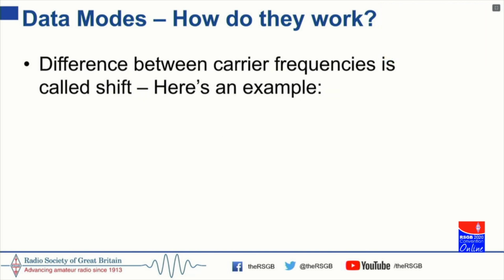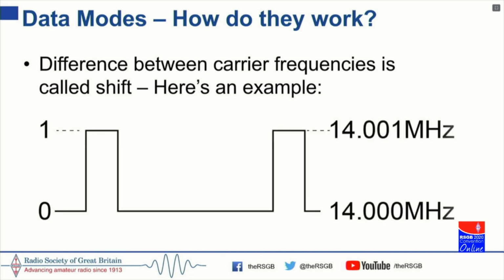So the difference between the carrier frequencies is called the shift. And that's a term you might encounter, particularly if you're doing RTTY stuff. So here's an example to show you what the shift means. If you think of this bit of serial data, we've got the two states, a 0 and a 1. And if we were to represent them with a signal of 14 megs or 14.001, then the shift would be 1 kilohertz. And it's as simple as that. That's all the shift is. It's the difference between the two frequencies that we use for 1 and 0.